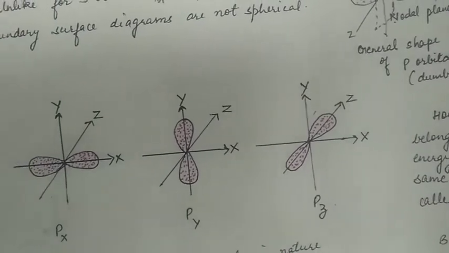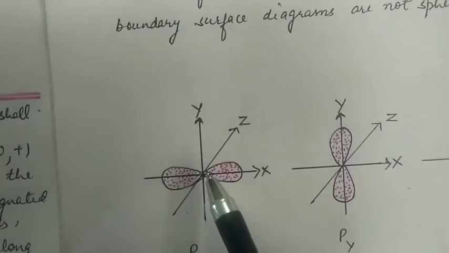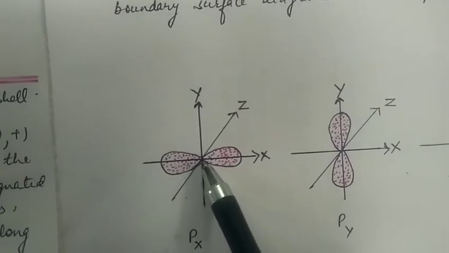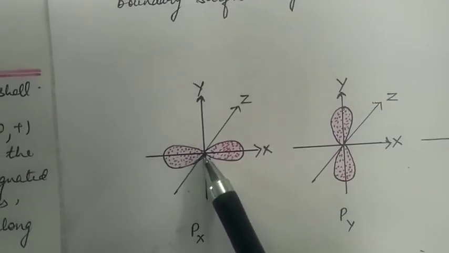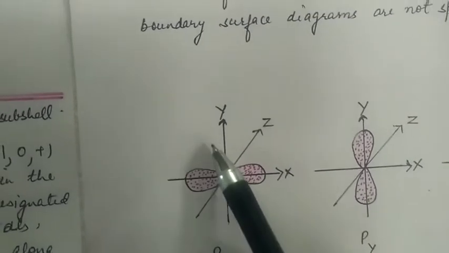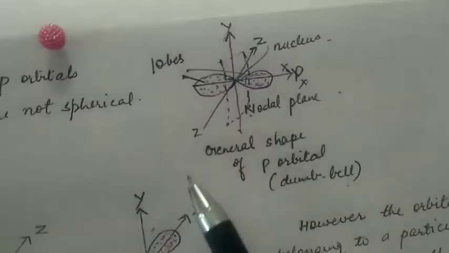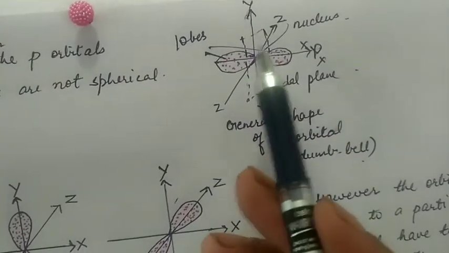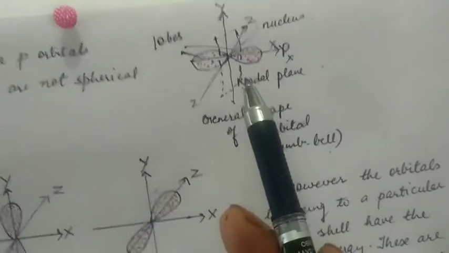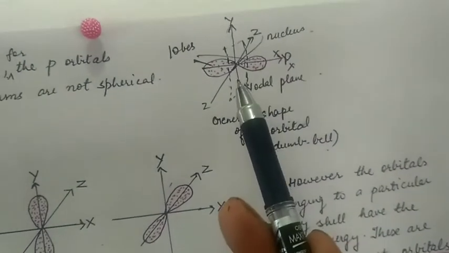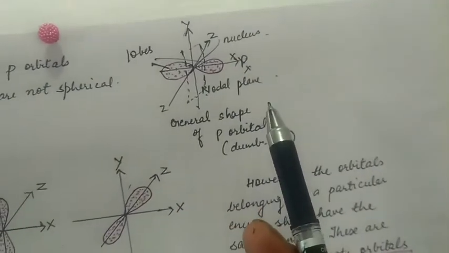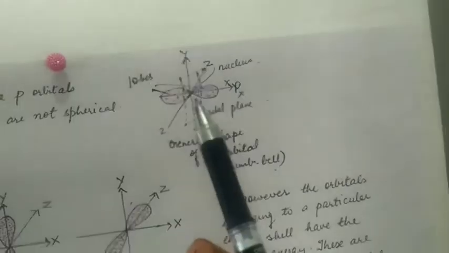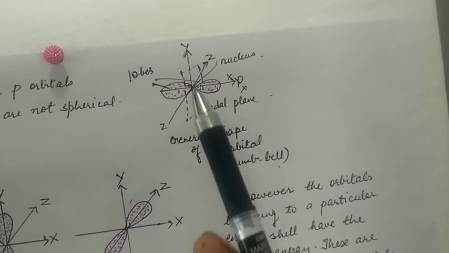You will see that for every p orbital there are 2 lobes, and this point is the nucleus. Here the probability of finding the electron is 0, and if a plane is passing through this point, then this plane will have no probability of having any electrons. So this plane is called the nodal plane. So for a p orbital, these two are the lobes. This is the nodal plane.